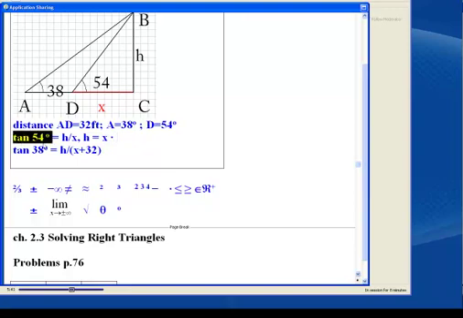tangent 54 degrees. And here, we're going to multiply x plus 32, so h equals x plus 32 times tangent 38 degrees. And now we recognize, of course, that this h is the same as this h, so we set equal the two right-hand sides.